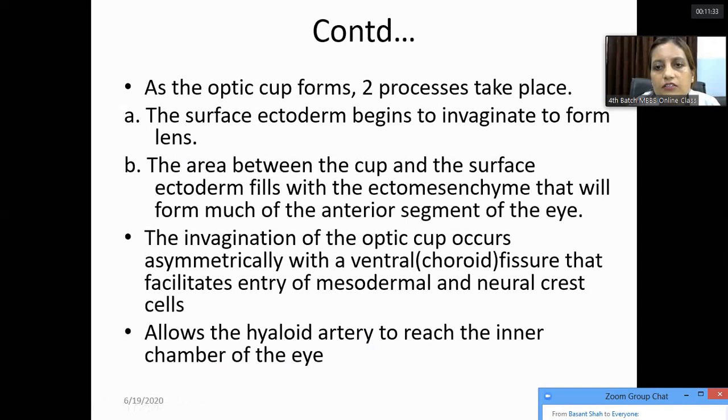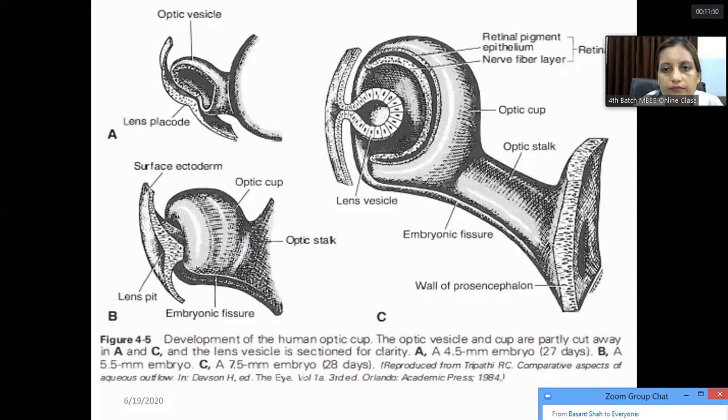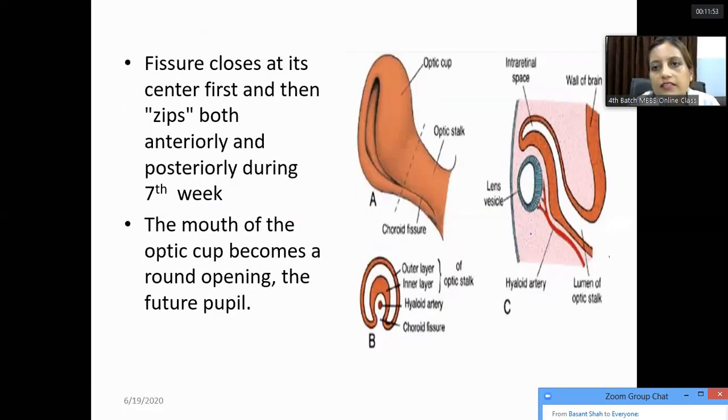The invagination of the optic cup occurs asymmetrically, with the ventral choroidal fissure facilitating the entry of mesoderm and neural crest cells, and allowing the hyaloid artery to reach the inner chamber of the eye. Over here in this picture you can see this hyaloid artery gradually reaching the inner side of the eyeball. The fissure closes at its center first, and then anteriorly and posteriorly.